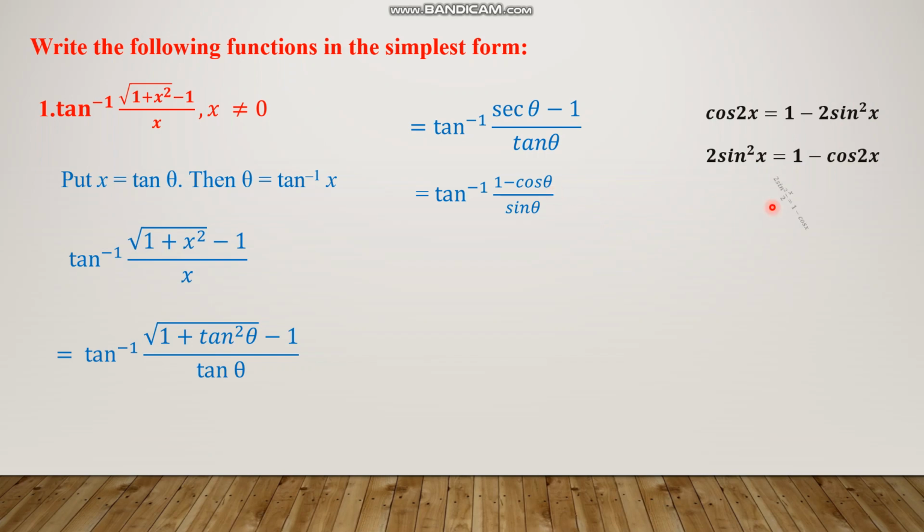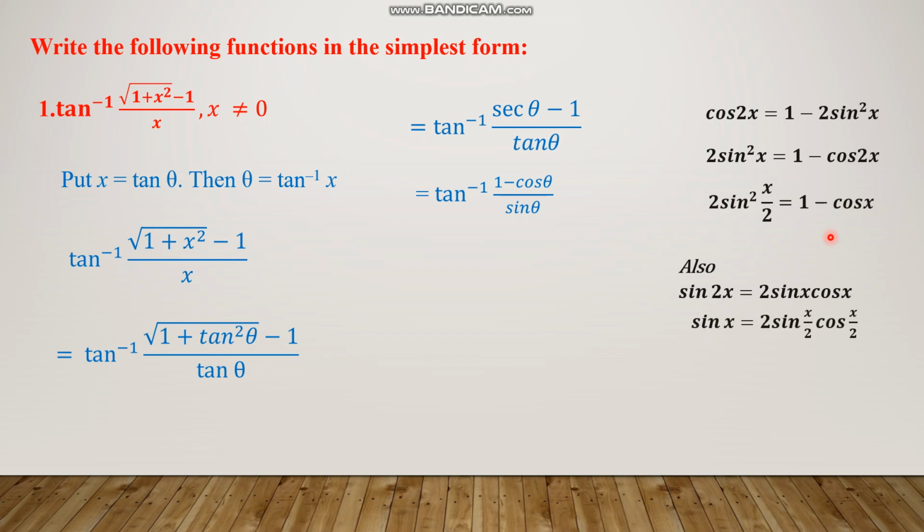So when you use the half angle formula, we get 1 minus cos x as 2 sin square x by 2. And similarly, sin 2x is 2 sin x cos x. So sin x will be 2 sin x by 2 cos x by 2.